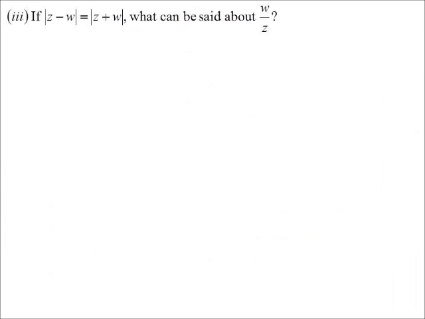Here's an interesting question. If the modulus of Z minus W is equal to the modulus of Z plus W, what can be said about W divided by Z? I hope I redrew the diagram, did I or not? Well, they've told me the diagonals are equal. What shape has diagonals equal? Remember, it's a parallelogram, but we now know the diagonals are equal.